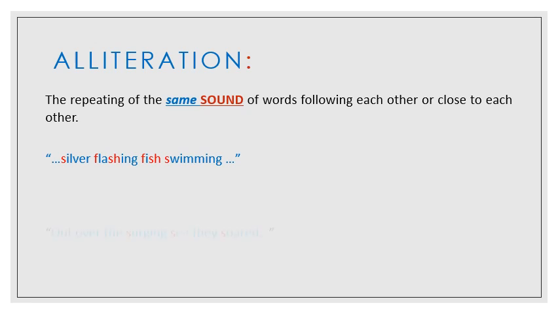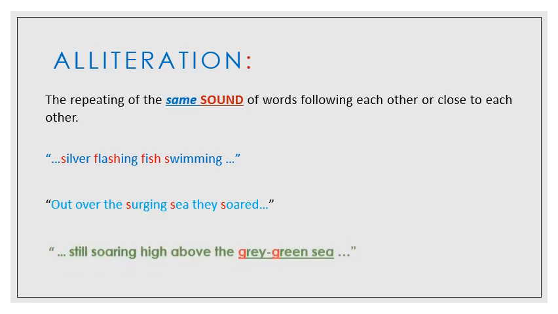We can have another one: "Out over the surging sea they soared." So we see surging, sea and soared, which have the beginning S sound, making the story fun to read. Another example is "still soaring high above the gray-green sea." We see the gray-green sea having that gr sound, making the story fun to read.